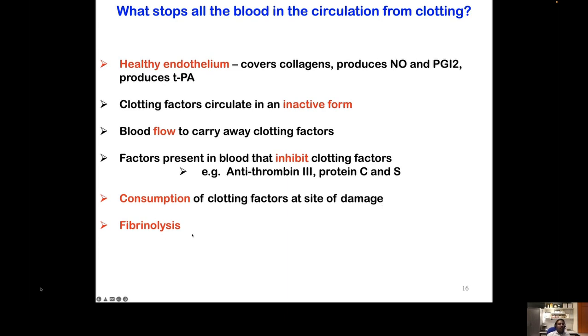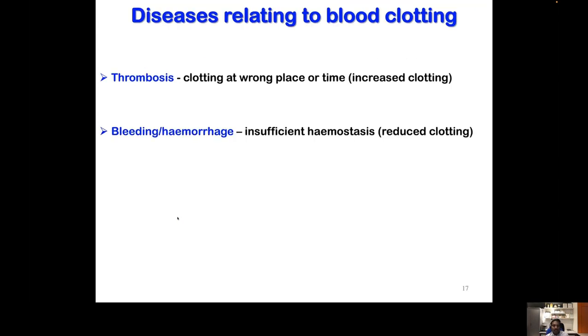And then finally, we do have fibrinolysis using the enzyme called plasmin. That's going to digest any unnecessarily formed blood clots and then remove them from the system. So these are the factors preventing any unnecessary blood clots within our physiological conditions when we are healthy.